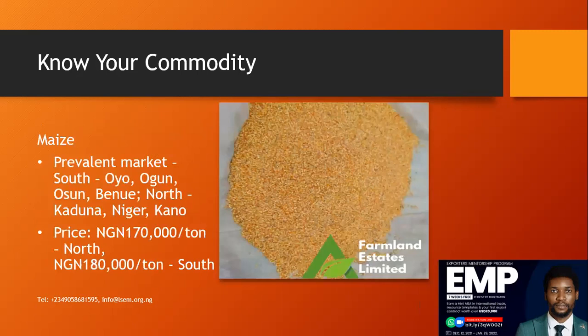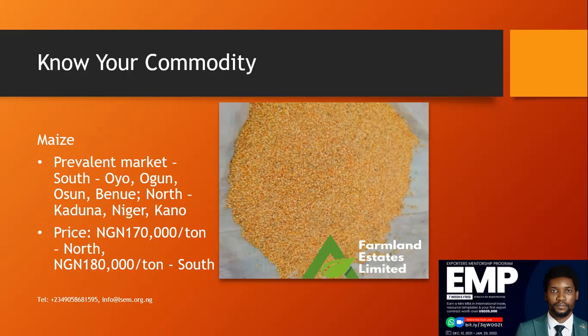So know your commodity. Maize, for instance, I just used maize in this example, like prevalent market for maize. If someone is asking you, oh, why not supply us maize? You already know that maize is prevalent, if you are buying it from Nigeria, you know where you can get maize. You can get maize from the south, you can get it from the north. In the south, you can get it in Oyo, in Ogun, in Osun, in Benue. In the north, you can get it in Kaduna, in Niger, in Kano, you know.